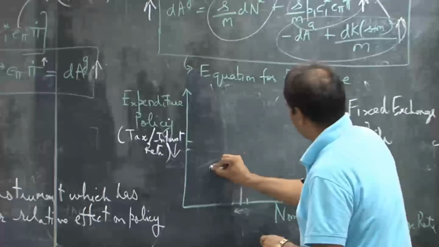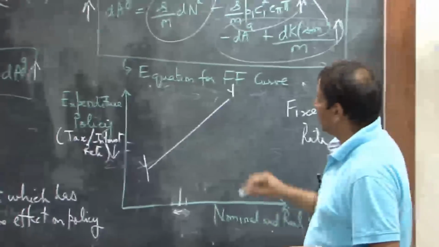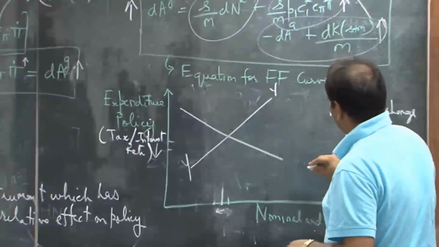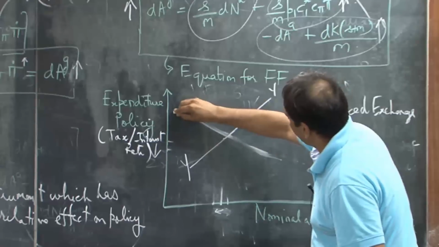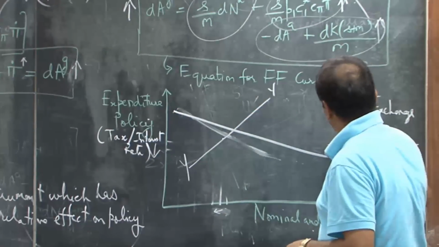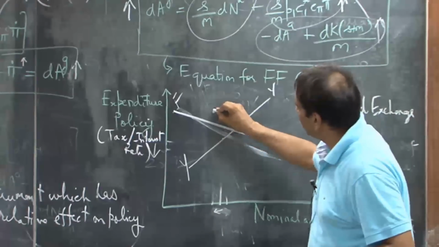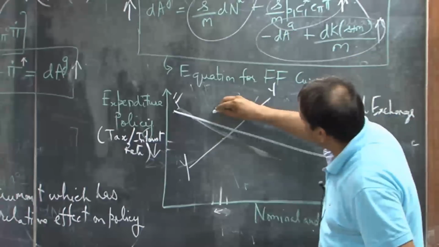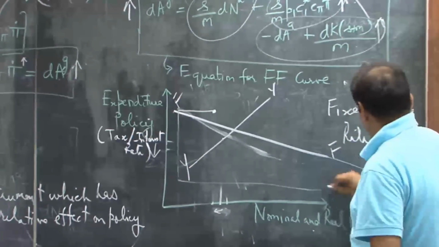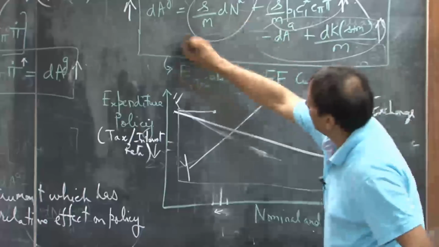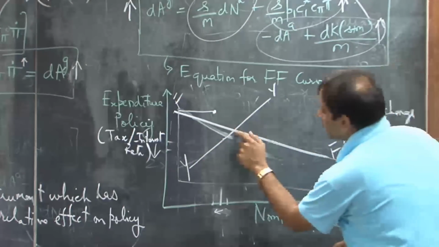if your YY curve was steeper and your FF curve was flatter, and you are here. Now see the cobweb phenomena. If you do this, you will never achieve this equilibrium.